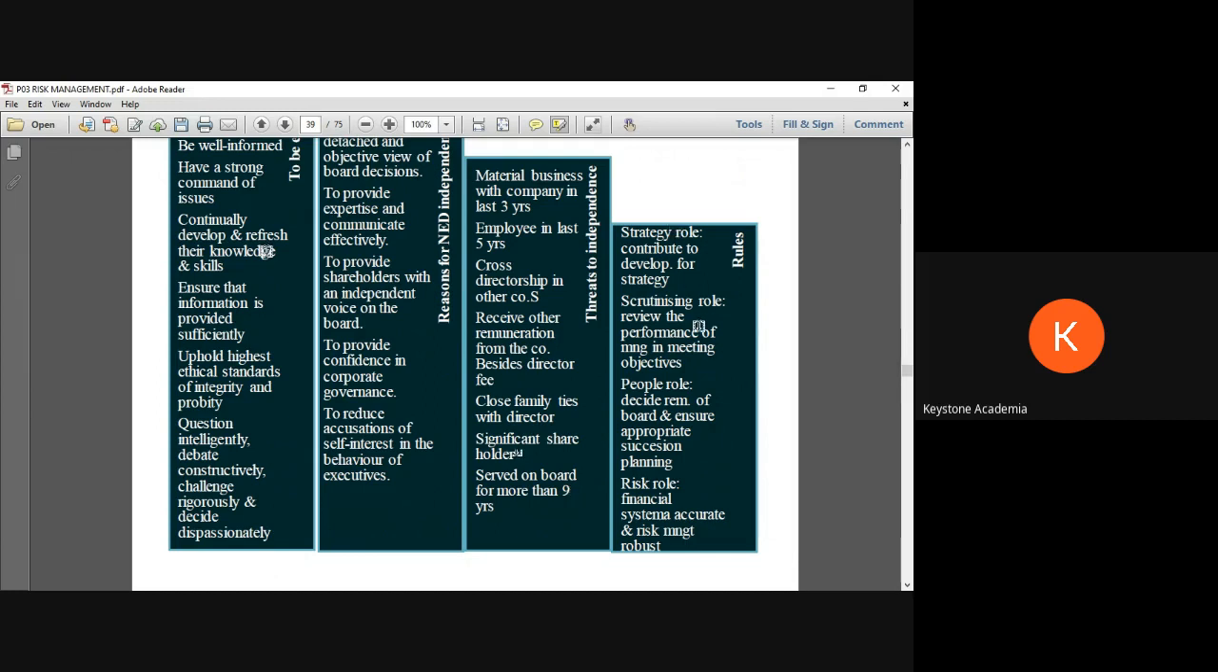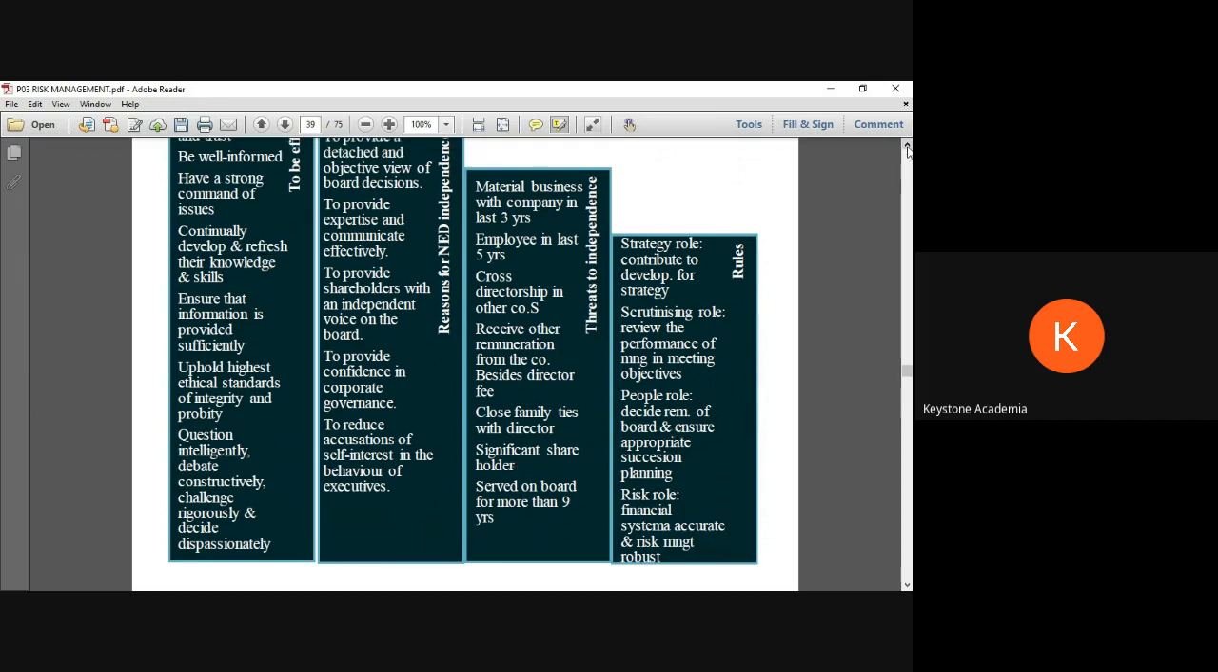They should scrutinize whatever is going on in the business. People role, deciding remuneration for the board, ensuring succession planning, risk role. Basically the people role, remuneration role and risk role are all done through the committees. Any confusion here?